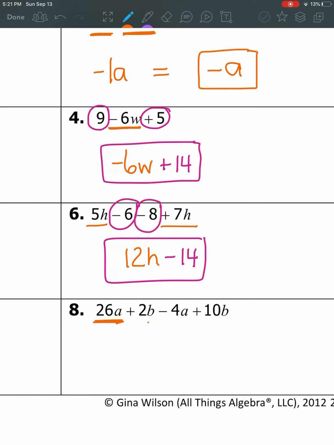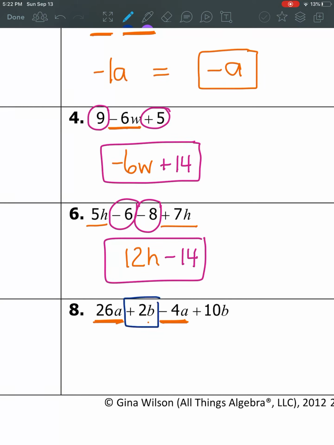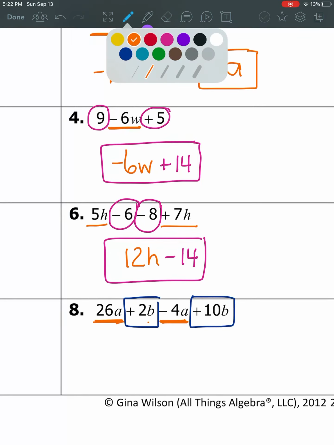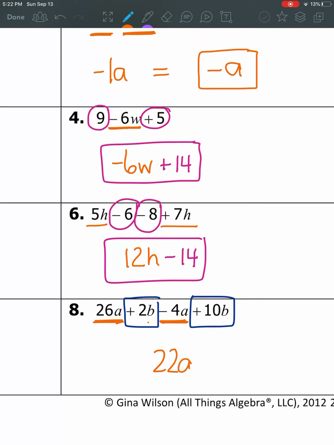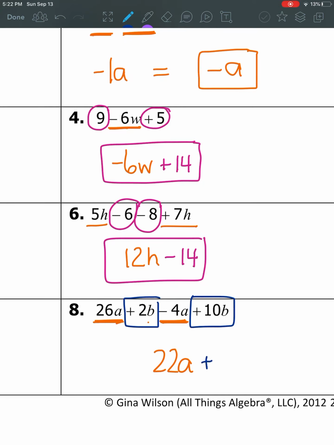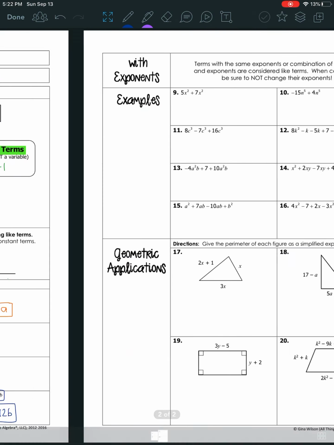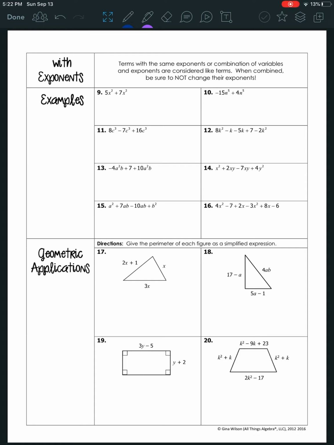And last one, we have 26a. I'm going to skip the next one, it has a b in it. We have -4a. And then the b's, we have 2b and 10b. So 26a minus 4a, we have 22a. And then 2 plus 10, we have plus 12b. Again, notice I put them in alphabetical order.